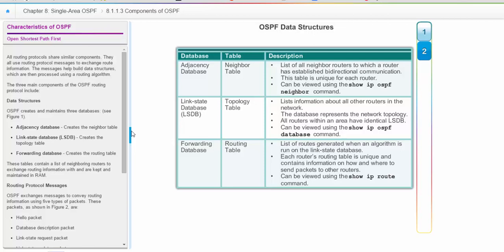It lists all the neighbor routers to which a router has established bidirectional communication, and it is unique for each router. You have your link state database. It's a topology table, and it lists information about all other routers in the network. If you do the show ip ospf database command, you're going to get this information. Then you have your forwarding database, or basically your routing table. It lists routes generated when an algorithm is run on the link state database. And each router's routing table is unique and contains information on how and where to send packets to other routers. And we get this when we do our show ip route command.